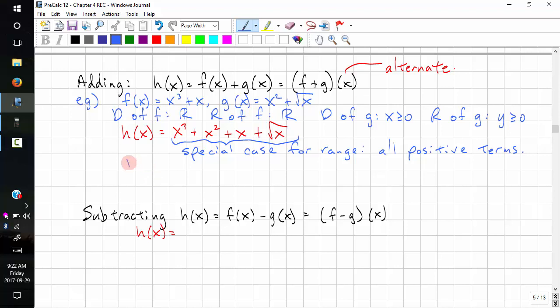So the domain of h is x greater than or equal to 0. The range of h is y greater than or equal to 0.